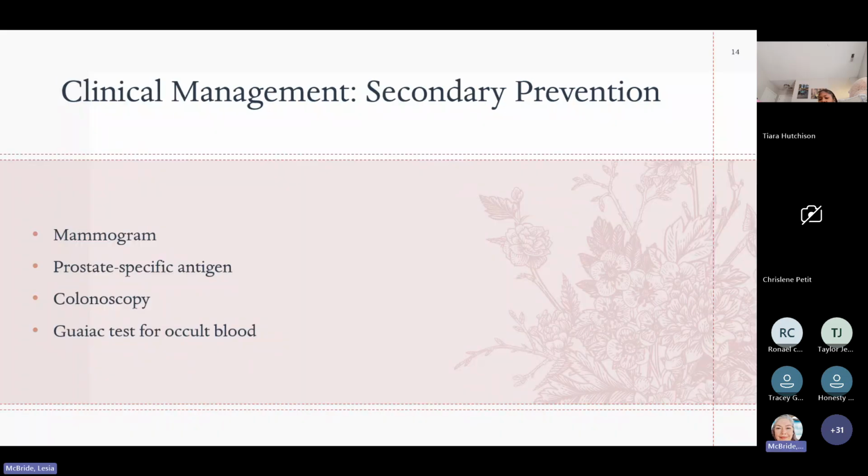Again, here are the secondary preventions: mammogram, prostate specific antigen, PSA, as we call that, colonoscopy, and then the guaiac test for occult blood. That is the FIT test. Guaiac test, again, is that card. Put a stool sample on it, put a couple of drops on it, and it turns a different color. We know that there's blood there.